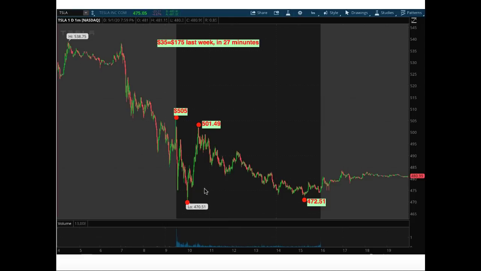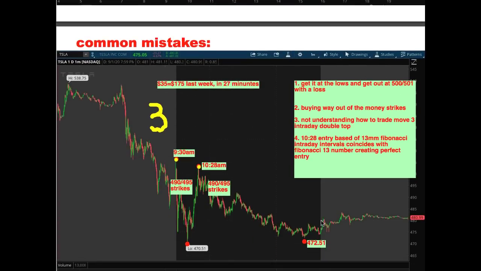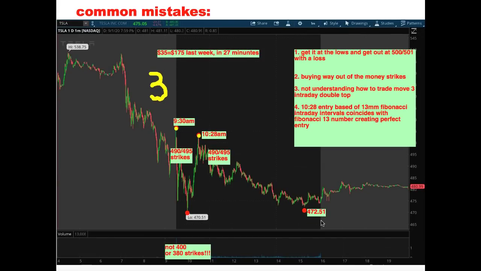Now, both of these trades, again, if you got the wrong strike, this would not be profitable trades for you. So understanding the move 3 possible magnitudes and formations would have helped you get into the right strike, and therefore both of these trades would have been highly profitable for you. Now, here are the common mistakes. Let's review those to help you get a better understanding.